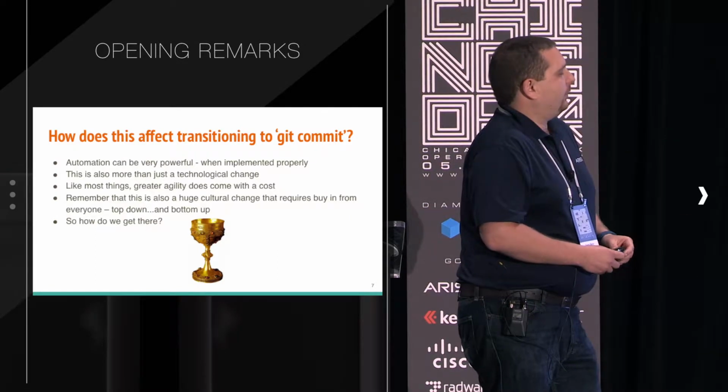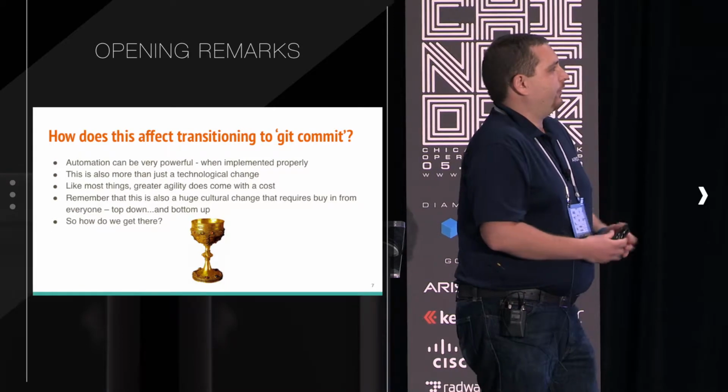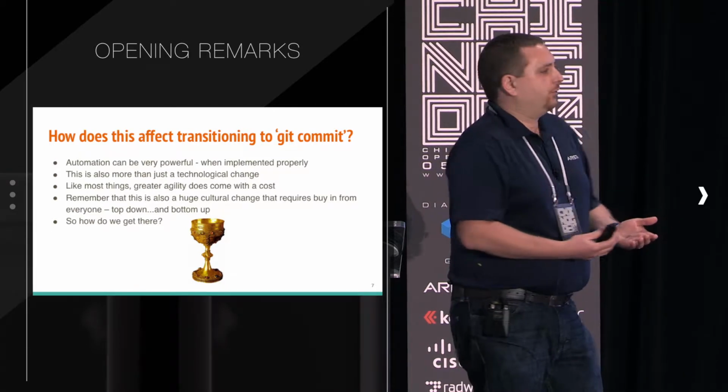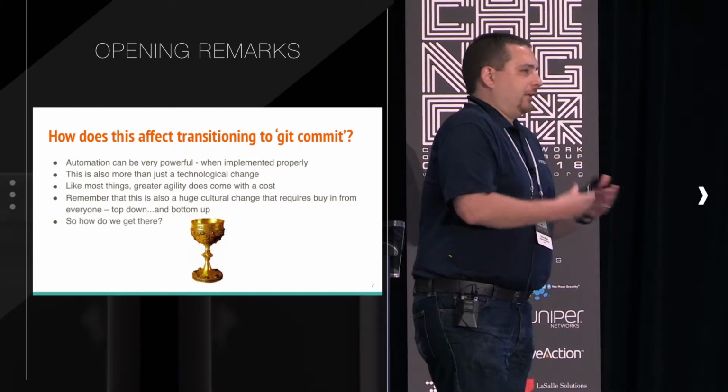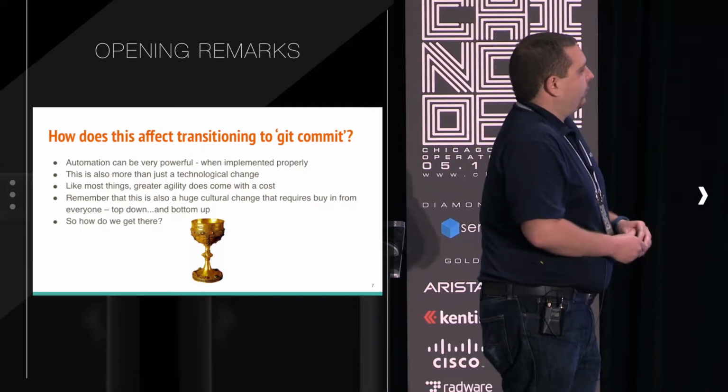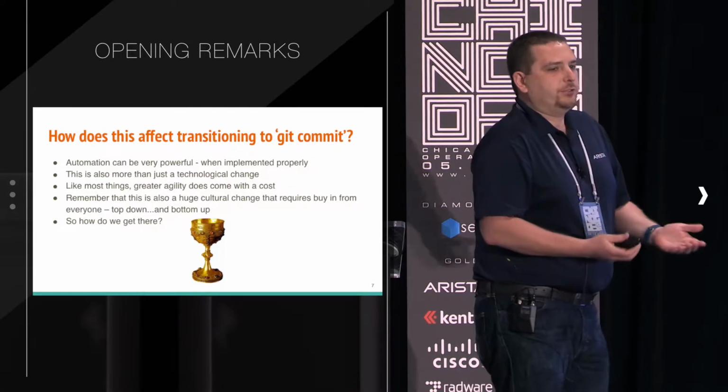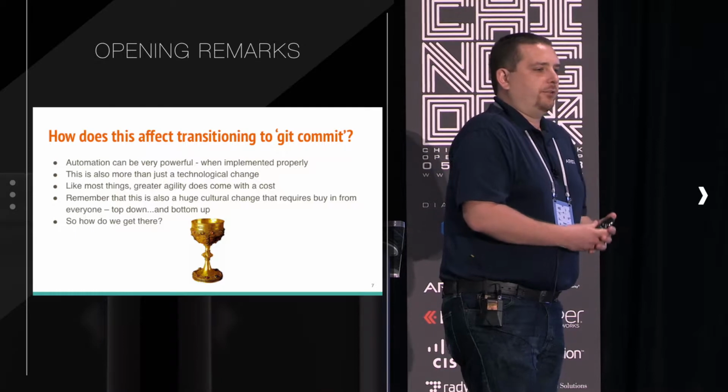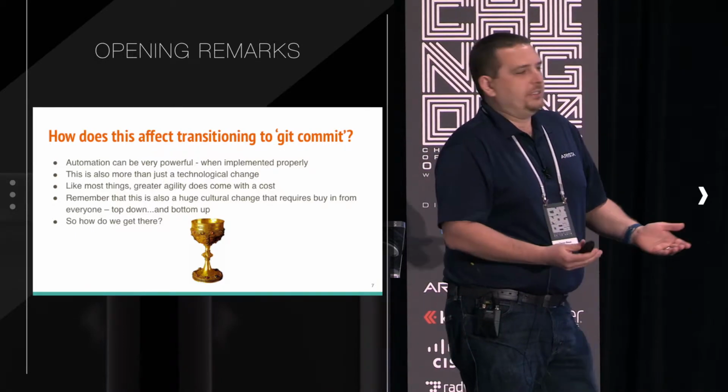A few key things about automation: make sure you do it the right way. Make sure you get the stakeholders involved, and above all things, remember that greater agility does usually come at some kind of cost, whether that's getting your team trained up to speed.